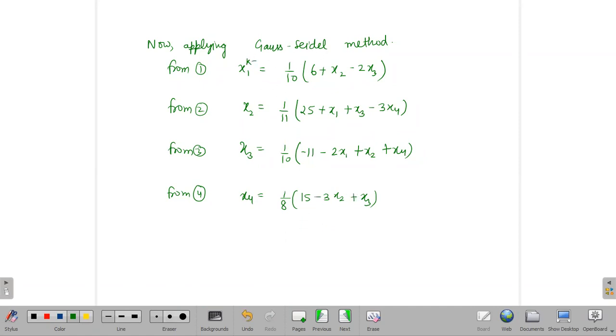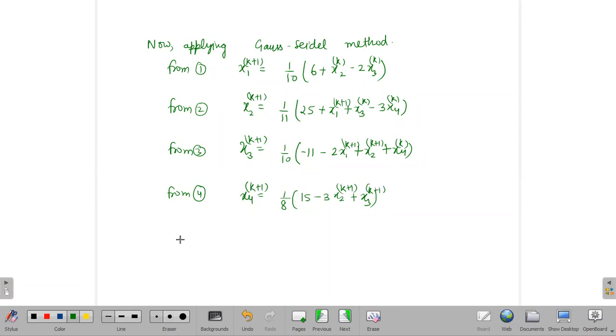So here you write x(k+1) in terms of the kth. This is k plus 1, and here I will use k plus 1. The rest are the previous ones. Here k plus 1, then k plus 1, this is also k plus 1. This is the previous one. This is k plus 1, k plus 1, and then k plus 1.